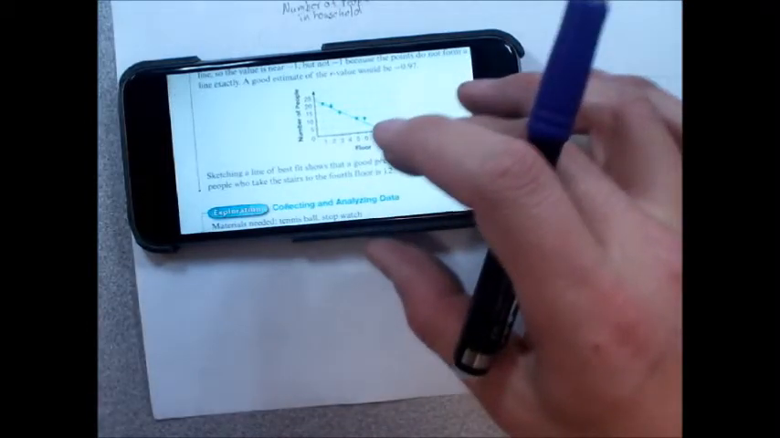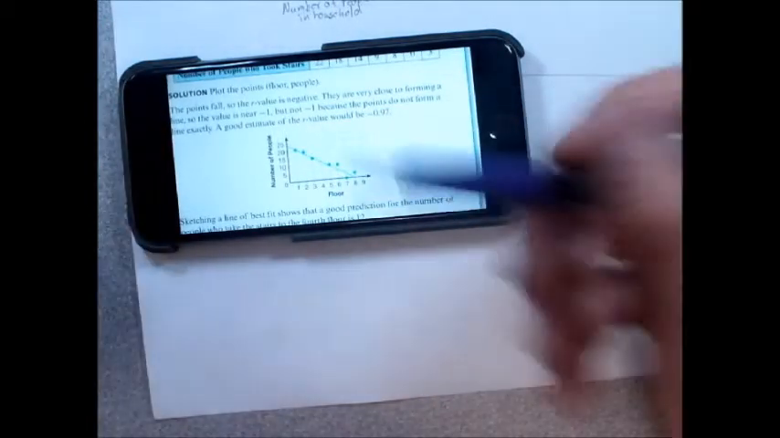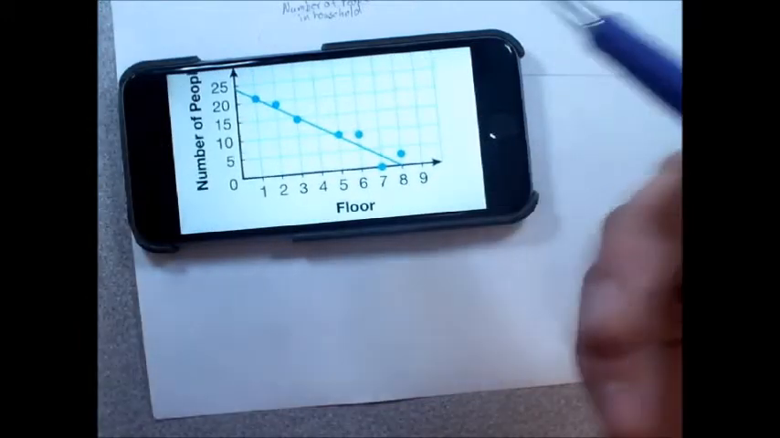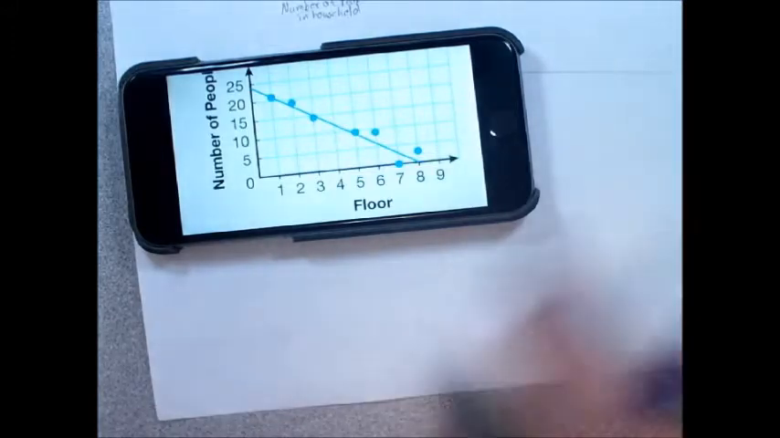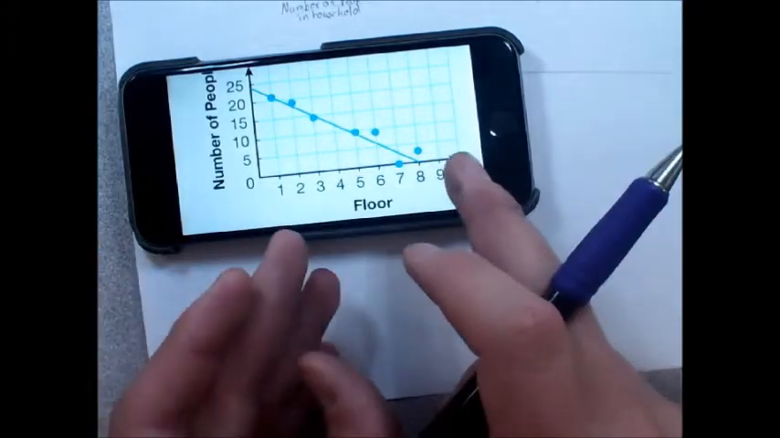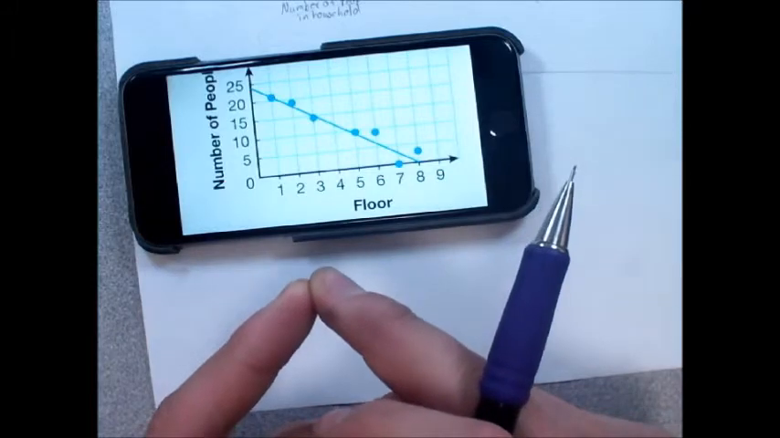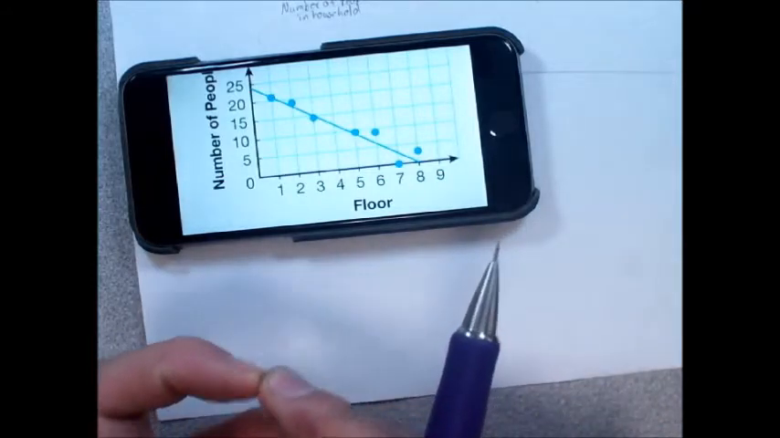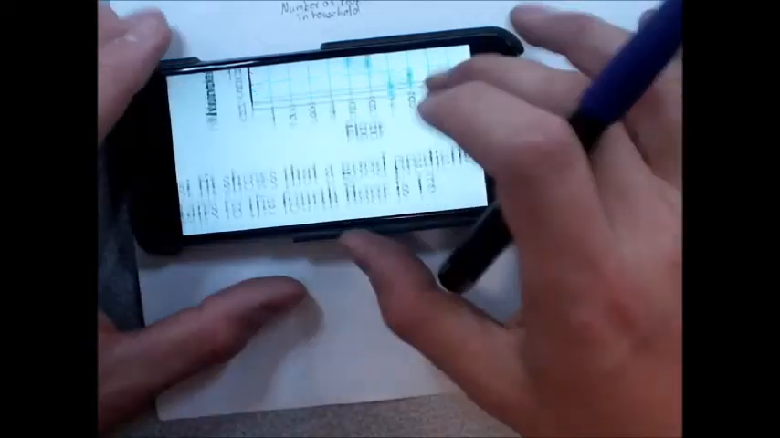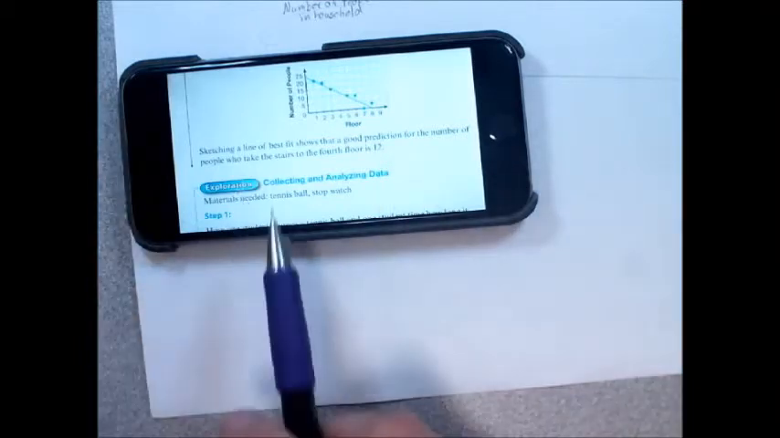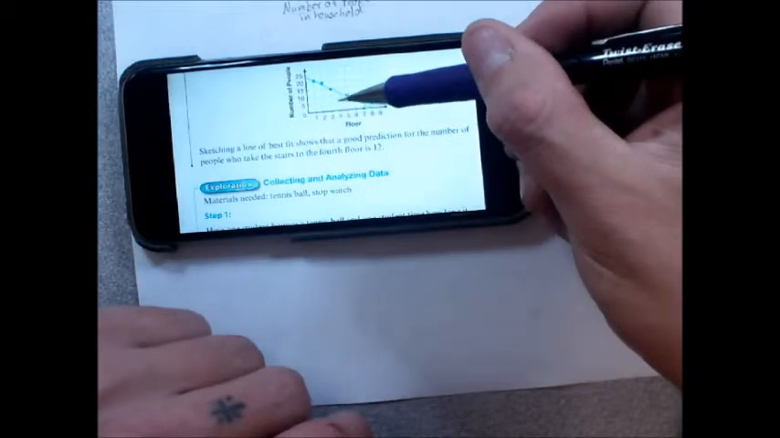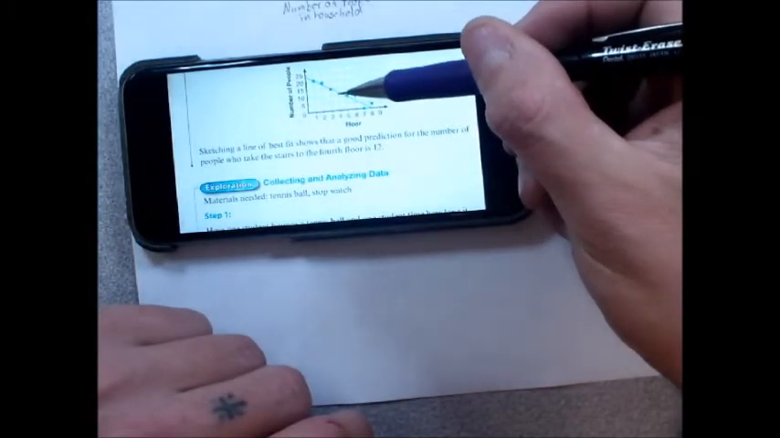And then it'll ask you, based off of this line, what would you predict on people going to something else? You know, what floor? So over here at floor 12, we would be in the negatives, right? Well, that's not possible. You can't be in the negatives. So the question will say, sketching the line of best fit, is there a good prediction of the number of people that will take steps to the 4th floor to be 12? So here it goes 4 up to 12. Would you say that's a pretty close estimation?